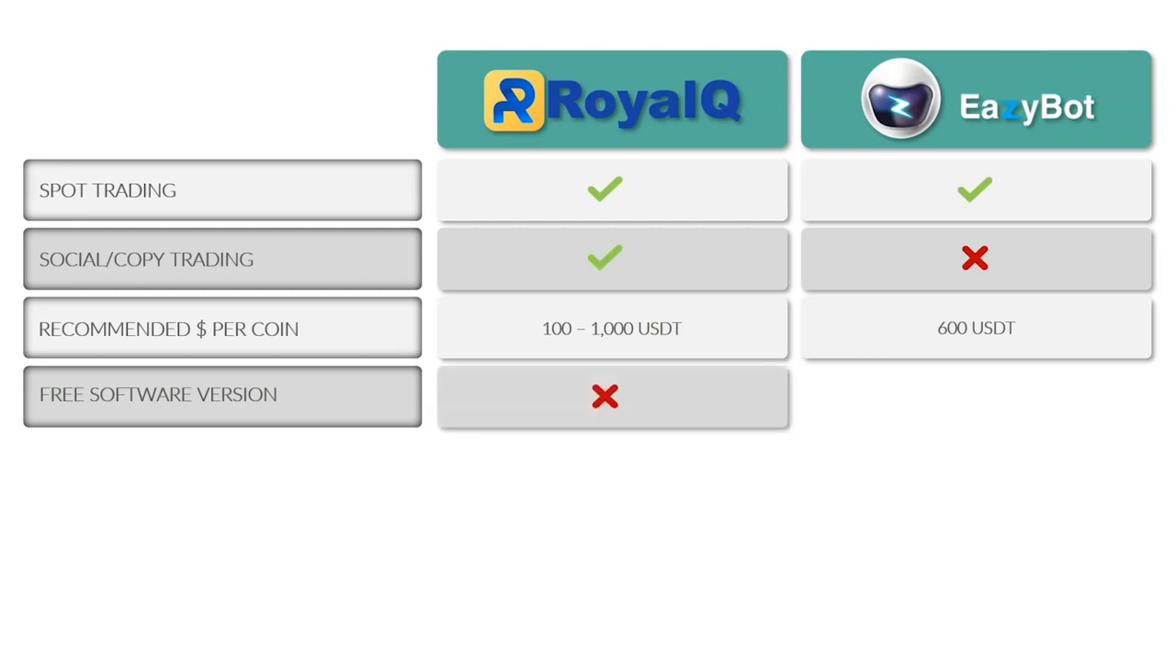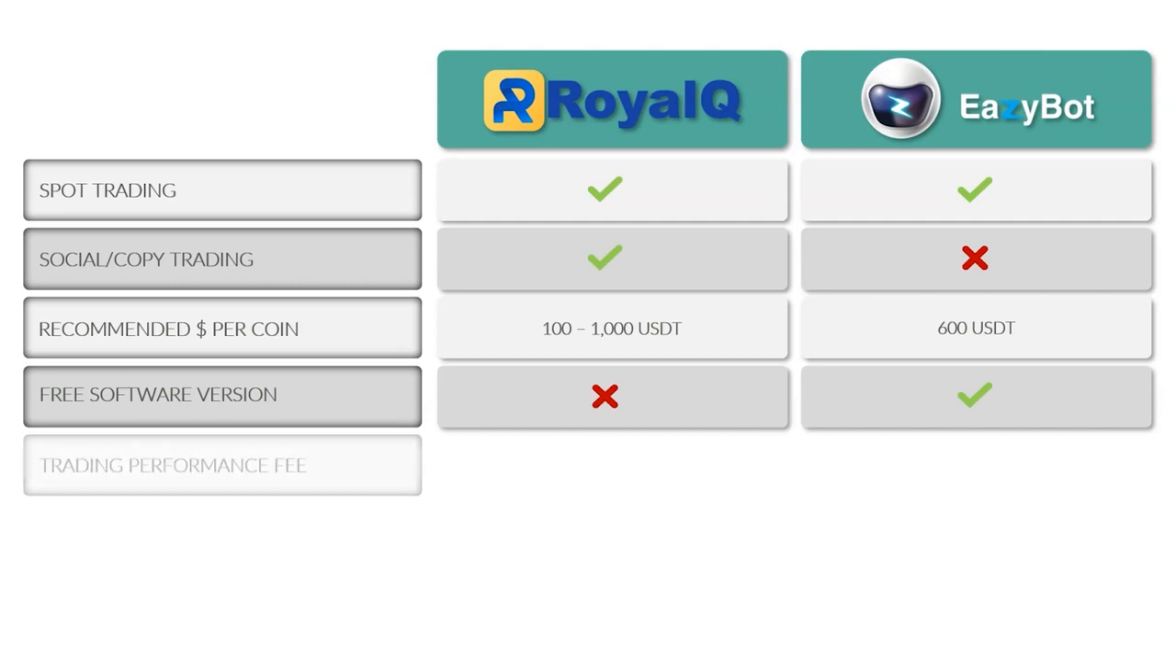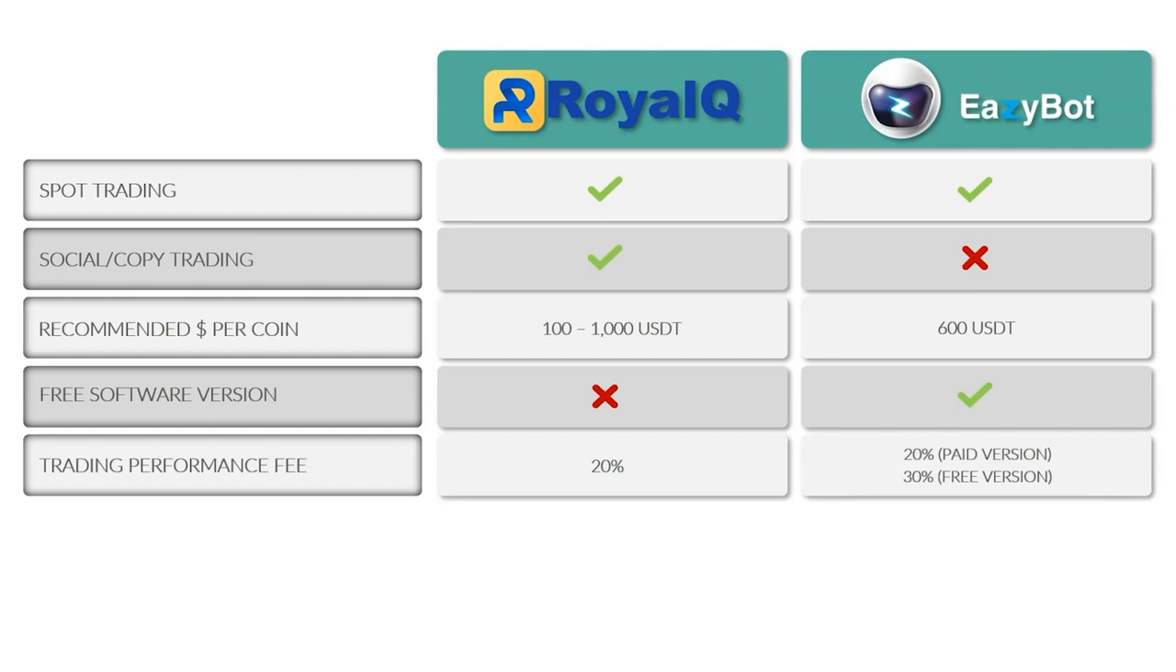The next comparison, which is another quite significant one, is whether or not there is a free software version. There is not with Royal Q, however, there is with EazyBot. The free version does not have the full-blown functionality that comes with the paid version. However, a person can get in, get started for free, start earning trading profits and pay for their upgrade if they choose to do so, or they can stay free forever if they want. The trading performance fee is 20% with Royal Q. It's 20% with the paid version of EazyBot as well, and it's 30% for the free version. So a person using the free software can use it forever and keep 70% of their profits.